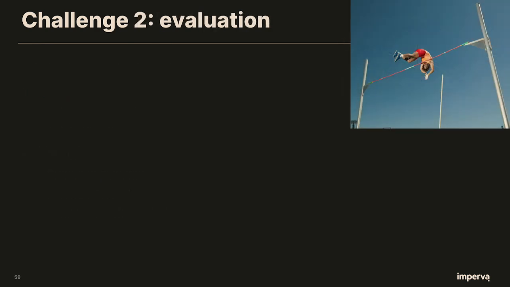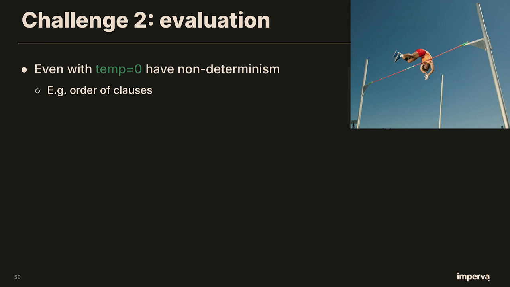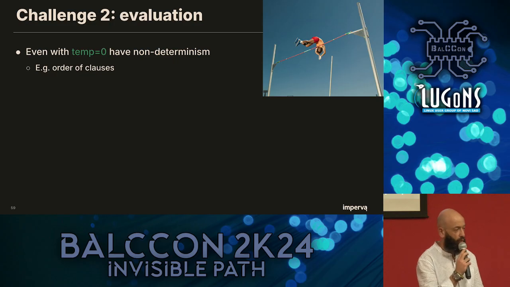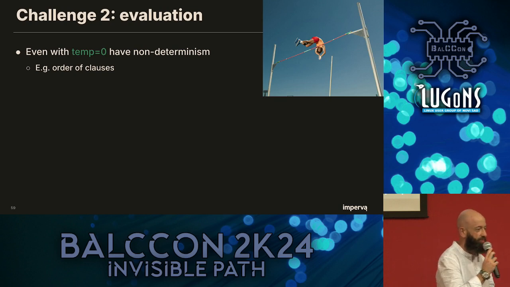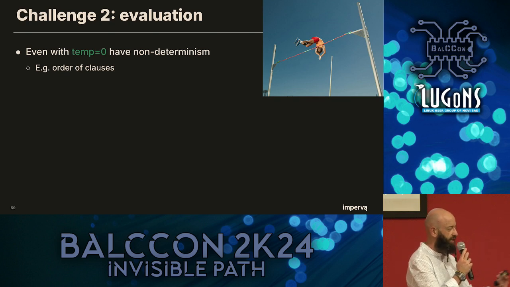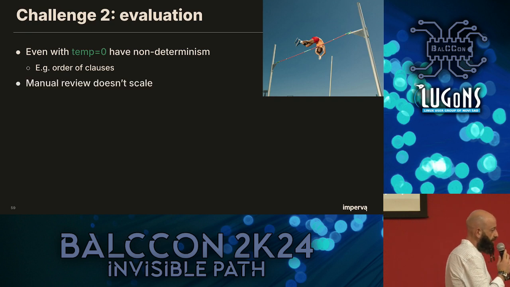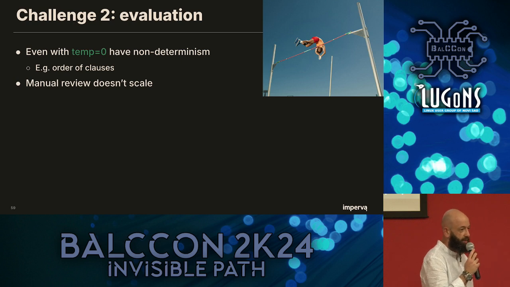The second challenge was evaluating this rule. Imagine that we have the data set that I mentioned before, and we need to evaluate it somehow. Let's say we have 100 cases of CVEs, then we receive 100 rules generated by the LLM, and then we change something. How do we evaluate this? And manual review was very slow and painful.